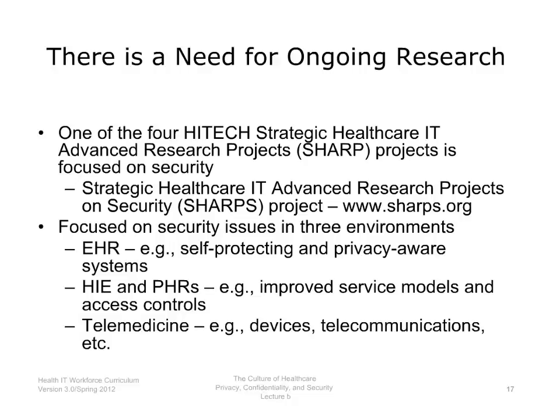These are 1. The Electronic Health Record, EHR, for example, self-protecting and privacy-aware systems. 2. Health Information Exchanges, HIEs, and Personal Health Records, PHRs, such as improved service models and access controls. 3. Telemedicine, for example, its devices, telecommunications, and so forth.